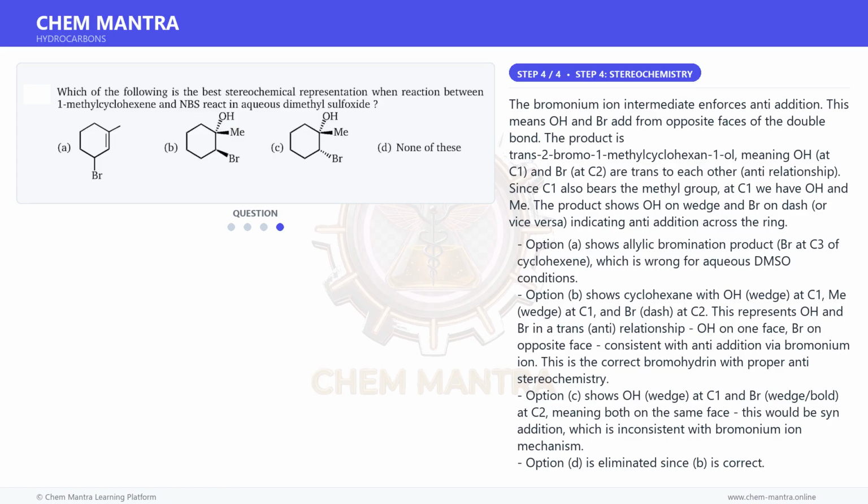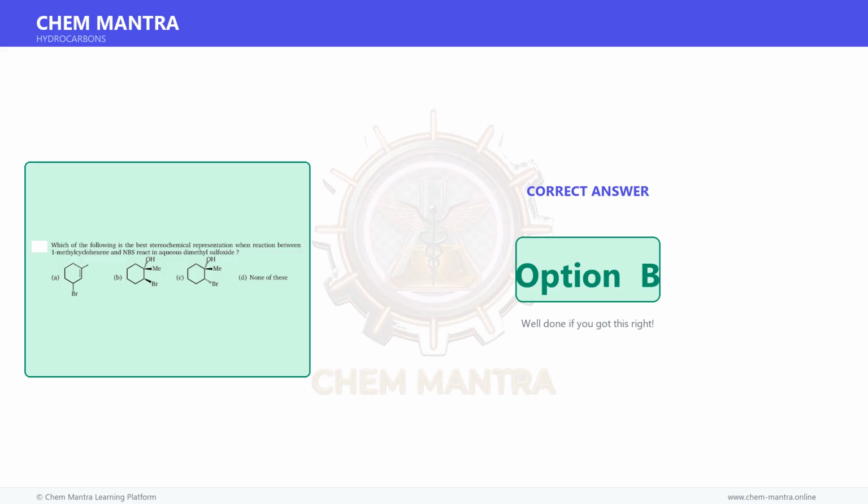Option B correctly shows the bromohydrin product of 1-methylcyclohexane with NBS in aqueous DMSO, with anti-addition stereochemistry, OH and Br trans to each other. Therefore, the correct answer is B. Therefore, the correct answer is option B.